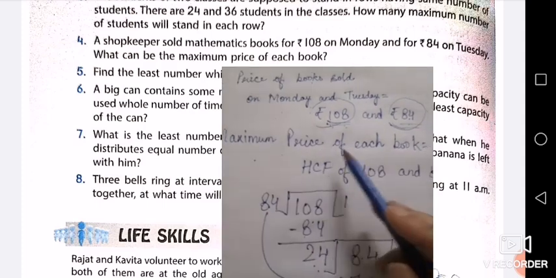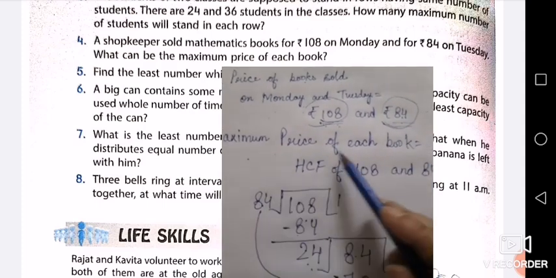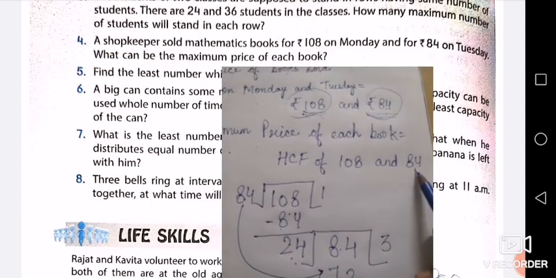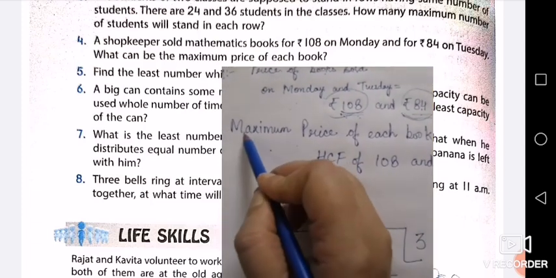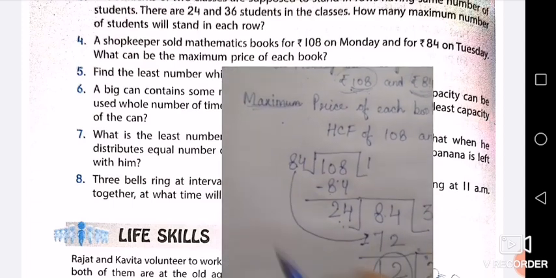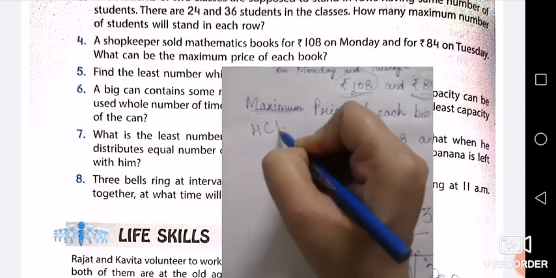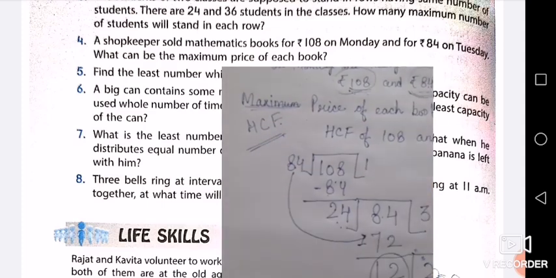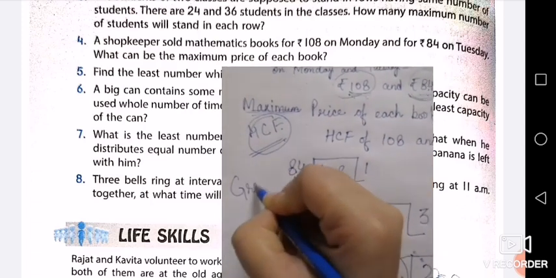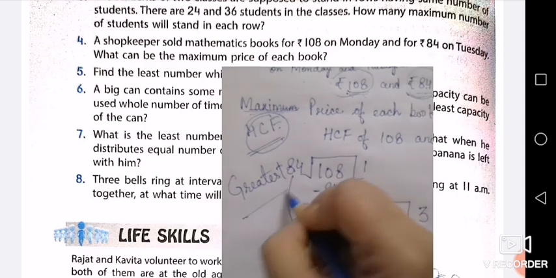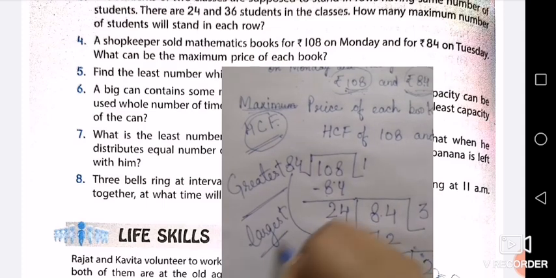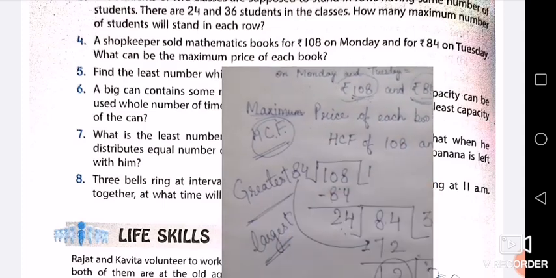Now the maximum price of each book is equal to the HCF of 108 and 84. Now as I told you earlier also, wherever the word maximum is mentioned, you are supposed to find HCF. Again and again I am telling you, these are the keywords: maximum, greatest, largest. Whenever these words are there, you are supposed to find HCF.